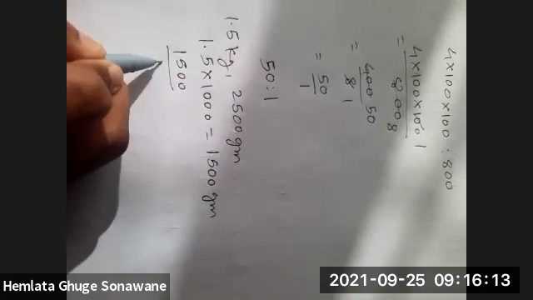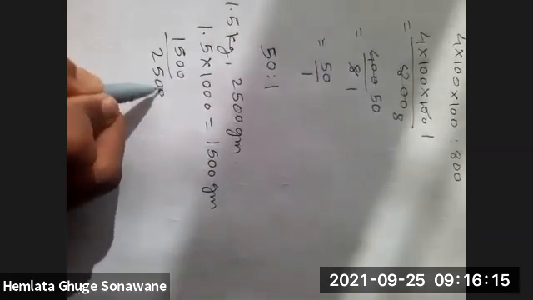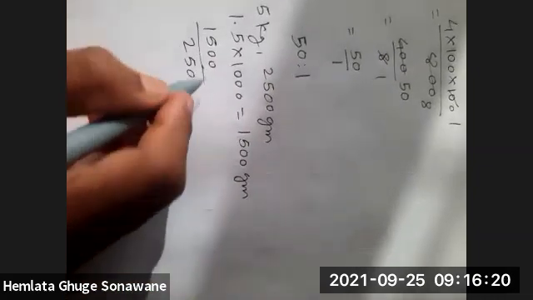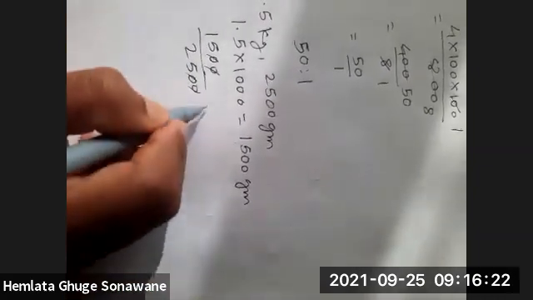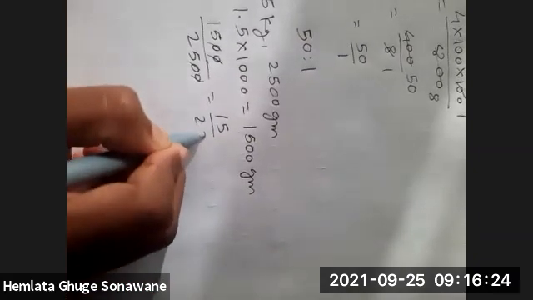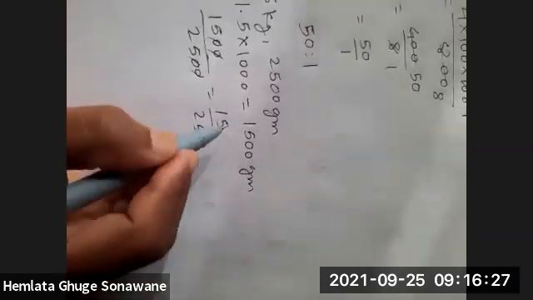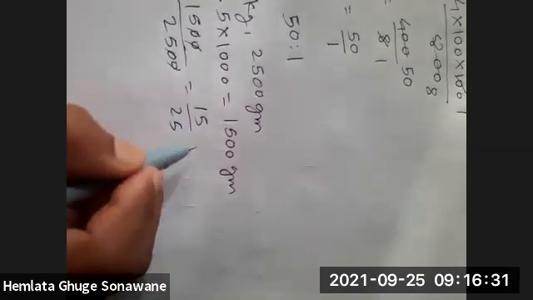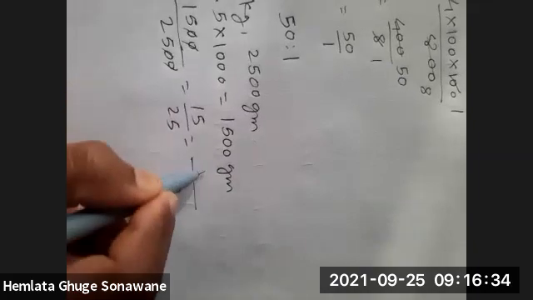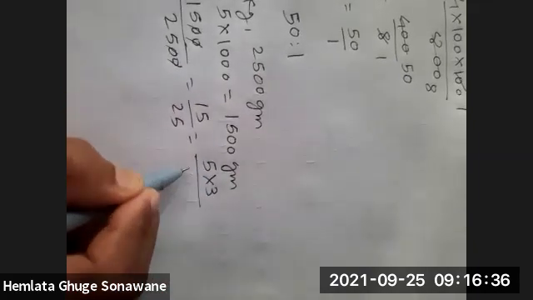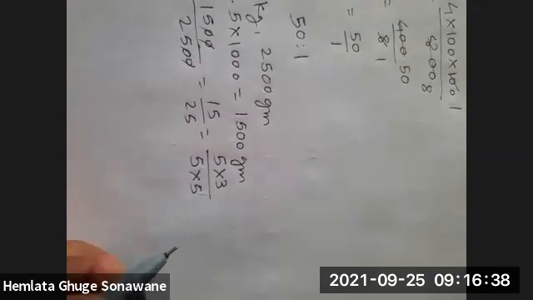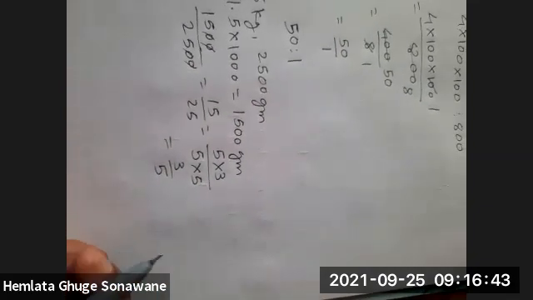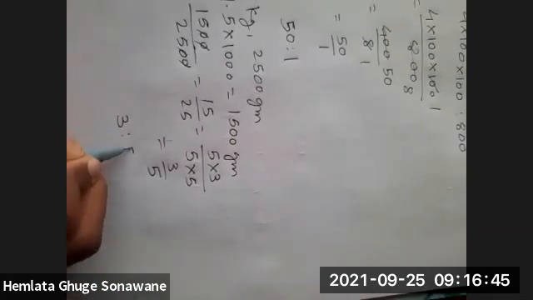1500 upon 2500. Here we can simplify this, 0 gets cancelled. So that is 15 upon 25. We can simplify this also. 5 3s are 15 and 5 5s are 25. So it becomes 3 upon 5. That is, the ratio is 3:5.